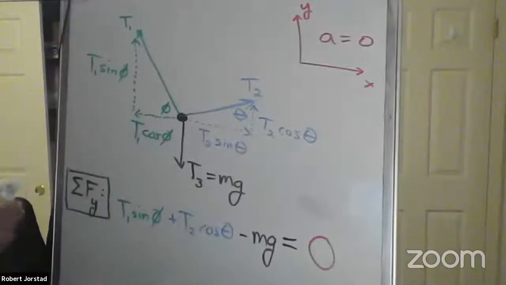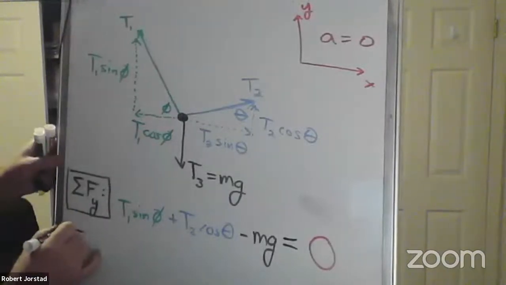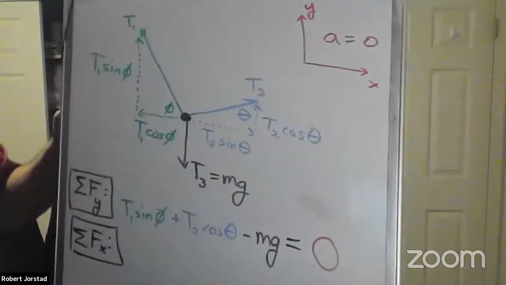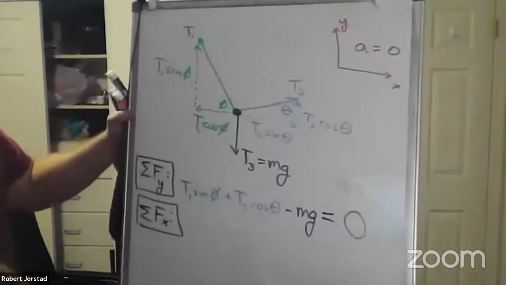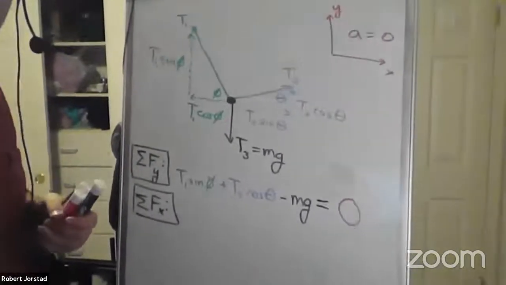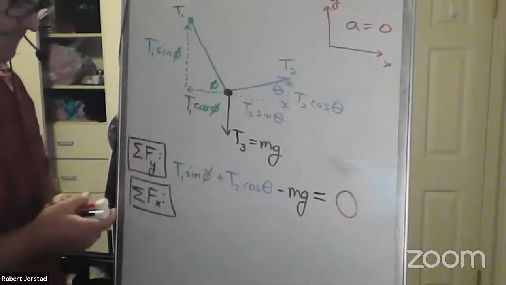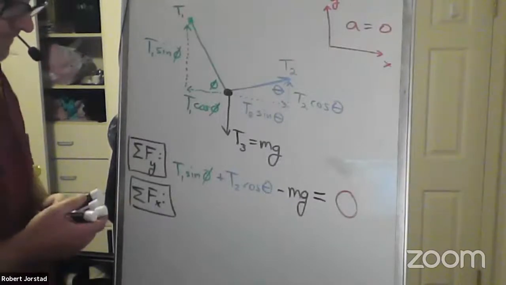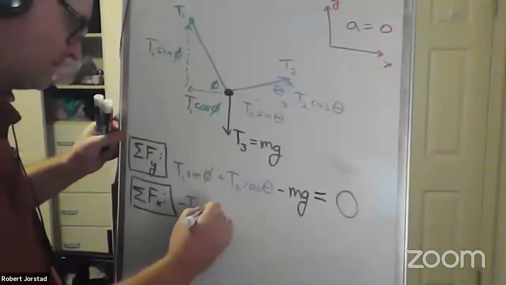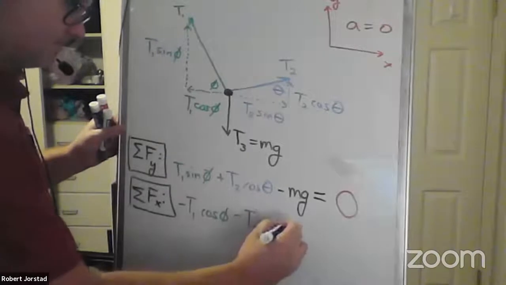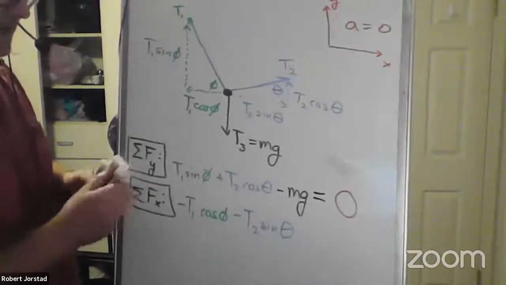Cool. Now let's do the same thing in the x direction. All right. What's that? Somebody new, maybe. Take a chance. It's okay. Somebody new. Give me one force in the x direction. Negative T1 cosine phi. Outstanding. Good. Nice. And so then the other one would be that one. Nice job.